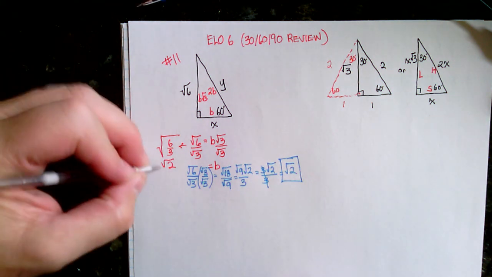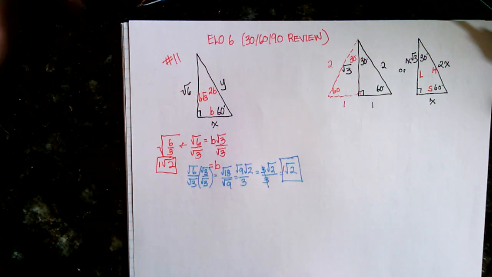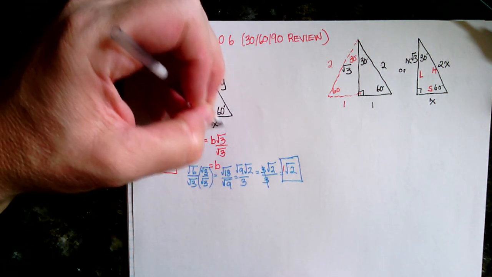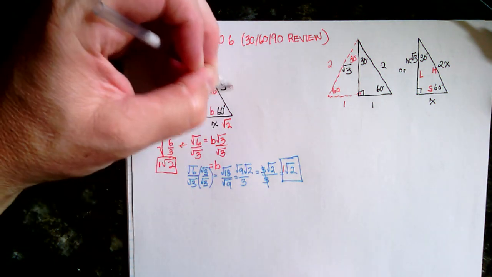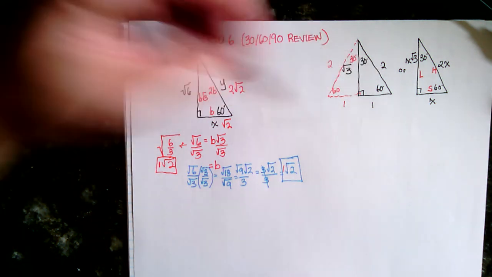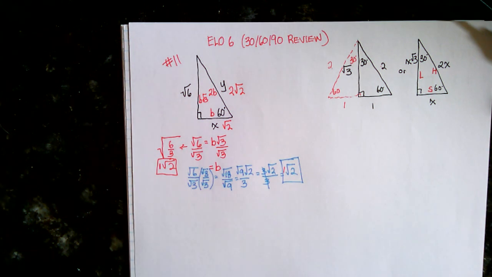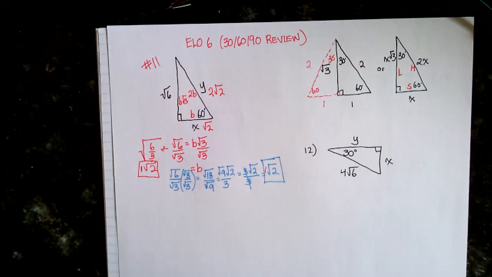Technically, this would be 1 root 2, right? 1 root 2. So if this side is 1 root 2, then this side would be 2 root 2, because it is double the amount of the short leg. The hypotenuse is double the amount of the short leg.